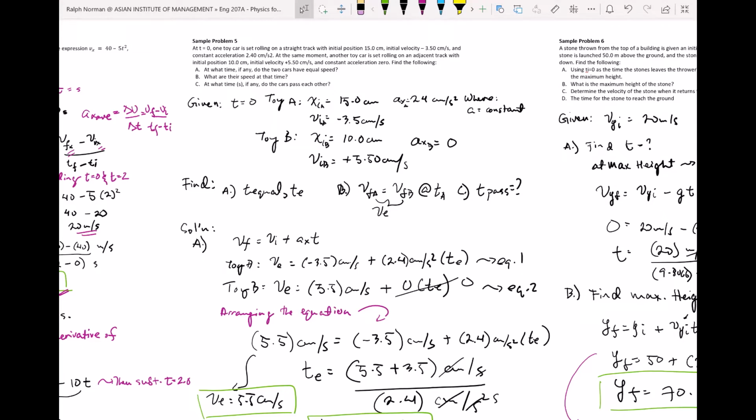Toy B, on the other hand, has an initial position of 10 centimeters with a constant acceleration of 0, meaning the velocity for toy B is constant.